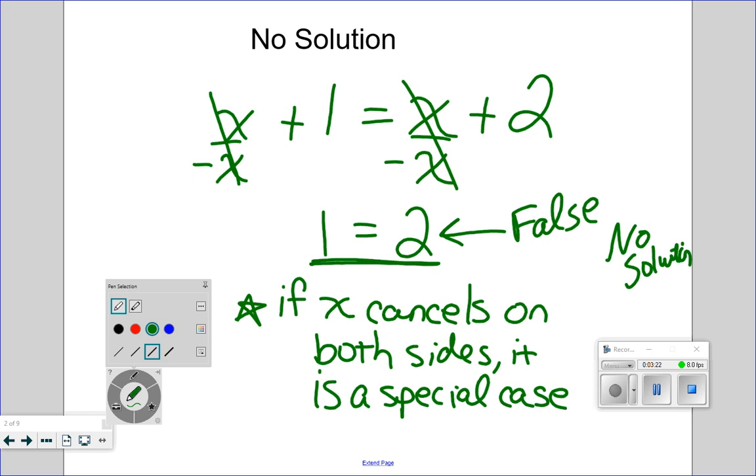If that would be true, and we'll show some examples in a minute, like 1 equals 1, then that's a true statement. That's the other case. That's when it's all numbers, meaning anything works. So when we have this, this is an example of no solution.